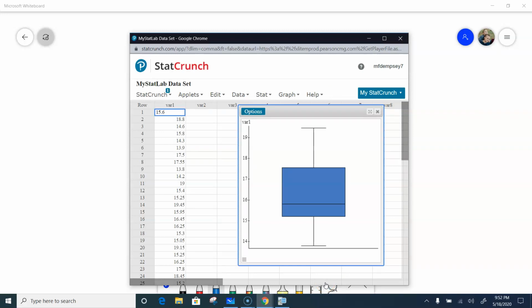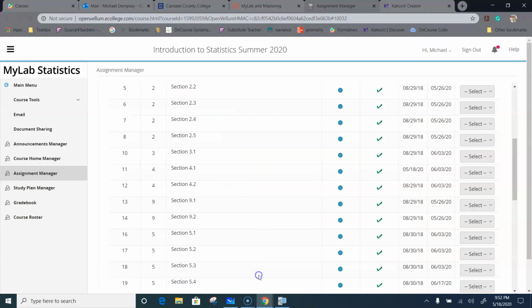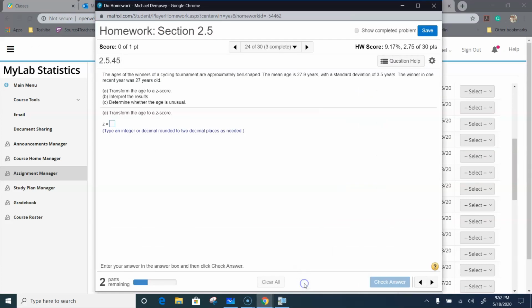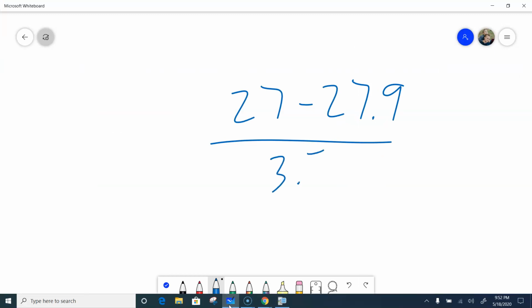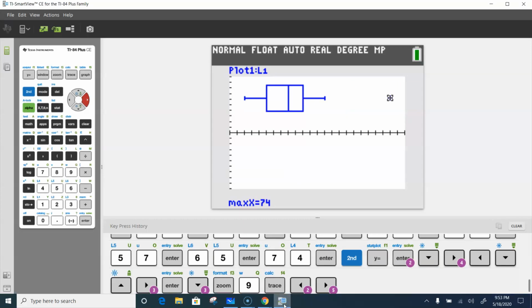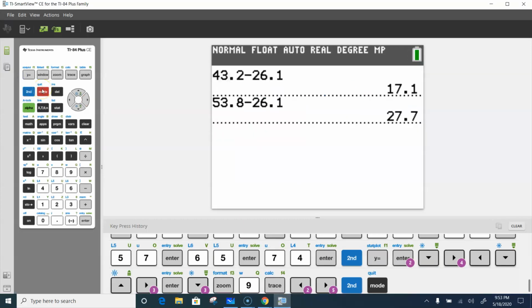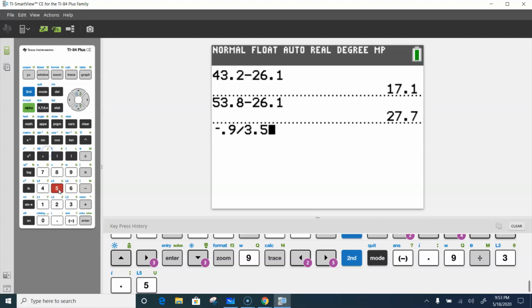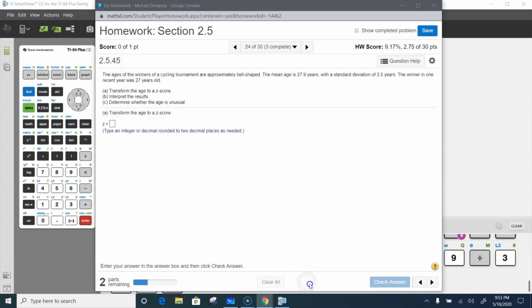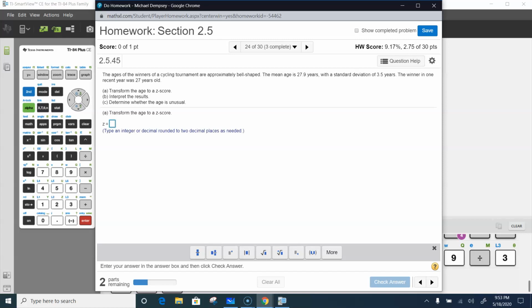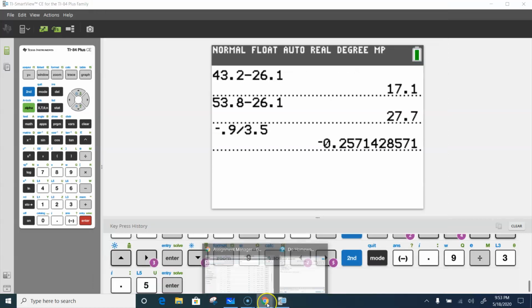The standard deviation is 3.5. Okay, so that's going to be negative 0.9 divided by 3.5. I'll just do that on my calculator. Negative 0.26. Let's see what they want us to round that to. 2 decimal places, so negative 0.26, right? Negative 0.26 to 2 decimal places.